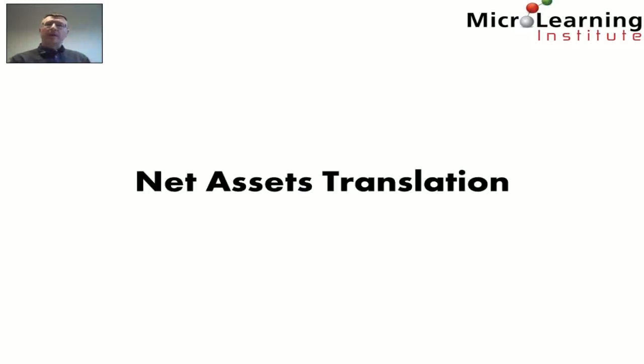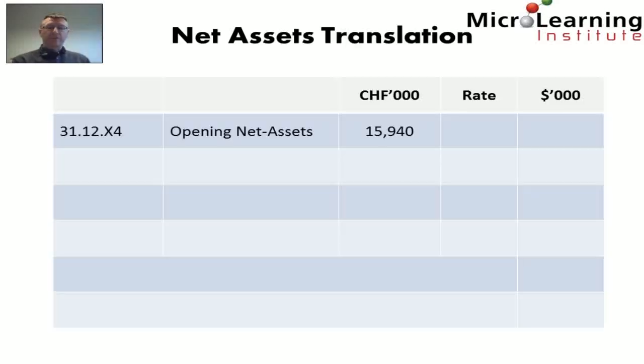Now we know that the consolidated reserves are going to have to be adjusted for any movement on the translation of the net assets. And of course the translation of the net assets refers to Lausanne's net assets being translated from Swiss francs to dollars.